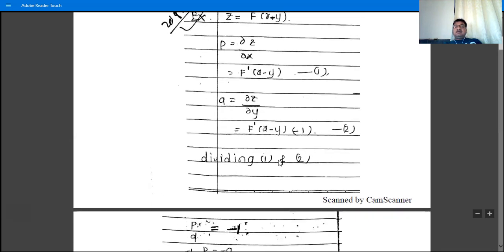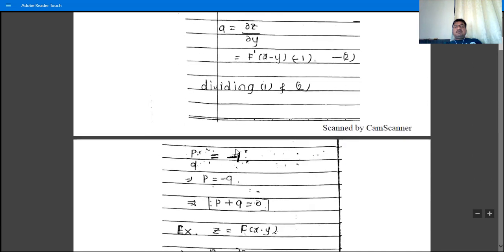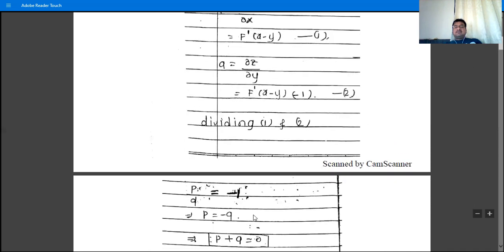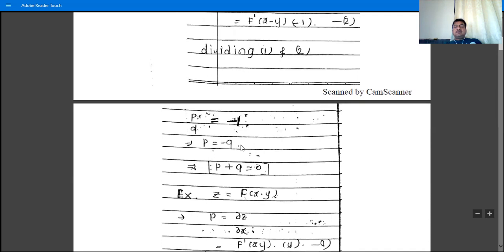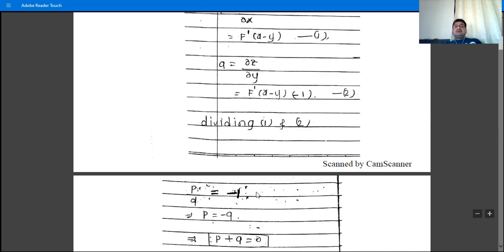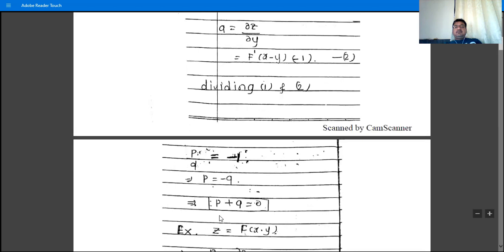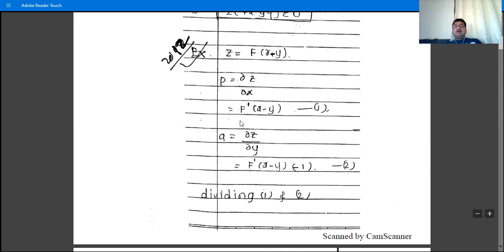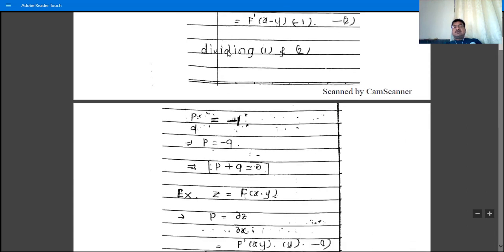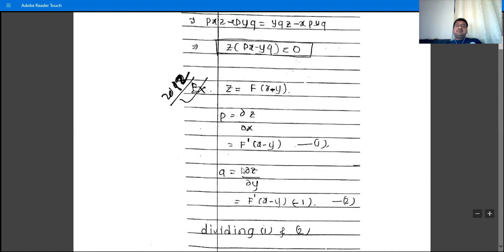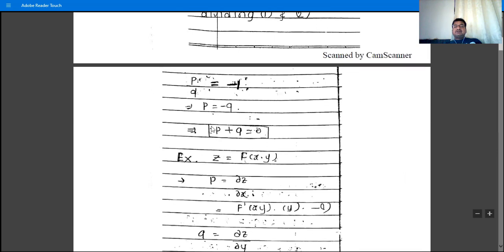And then dividing 1 and 2, we have p by q is equal to minus 1. And so p is equal to minus q, and we have p plus q is equal to 0, either dividing 1 and 2 or adding 1 and 2. P plus q is equal to f dash of x minus y and minus f dash of x minus y, which become 0. So p plus q is equal to 0. Either dividing 1 and 2 or adding 1 and 2, we have p plus q is equal to 0 as the corresponding differential equation. So this is the partial differential equation.